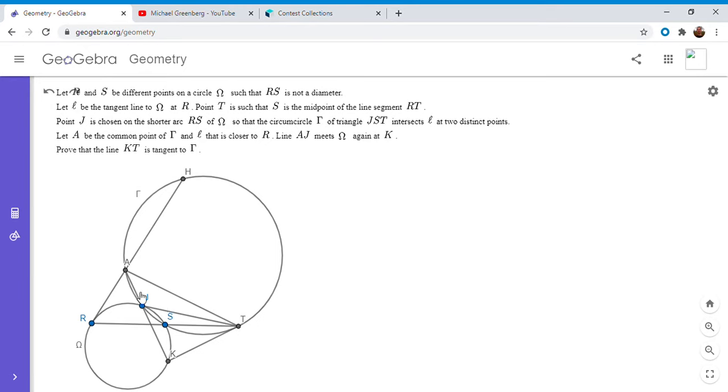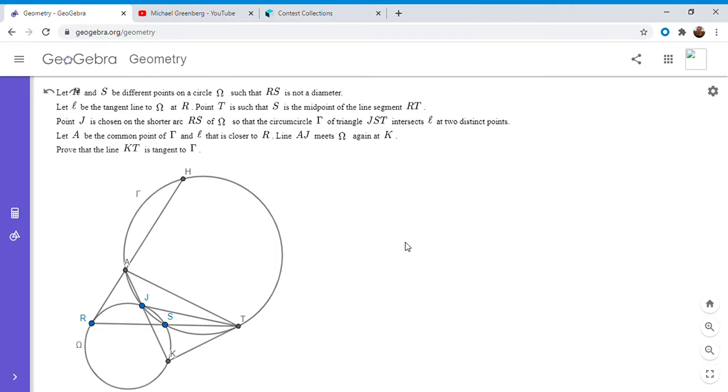So you draw the circumcircle of JST, and you see where it meets line L. It has to meet the line L in two points, and the one closer to point R we call point A. And then we draw the line AJ, and it meets the initial circle omega at point K. And we want to show that KT is tangent to gamma. So gamma is this bigger circumcircle of the triangle JST.